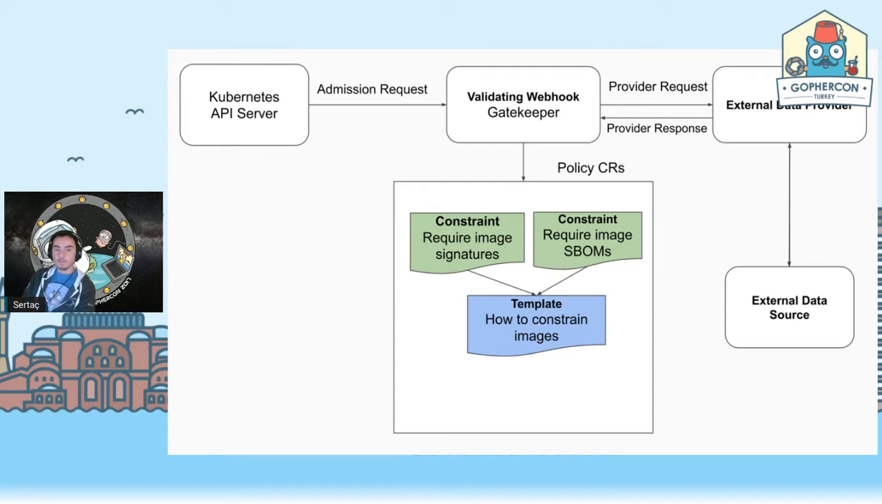So first of all, Gatekeeper supports both audit time and admission time checks. And this diagram is a high level view of how Gatekeeper serves admission requests. If you don't look at the external data, the data provider, and the external data source on the right side, and just look at those other three blocks, those would be the static validation.